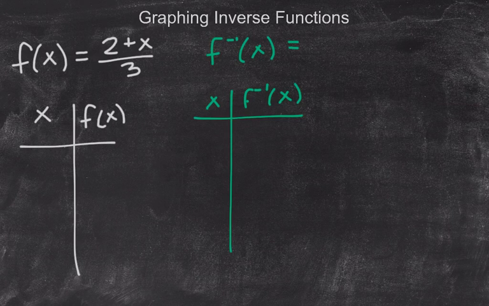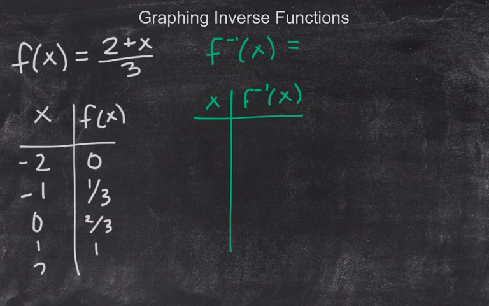So when x equals negative 2, y equals 0. When the input is negative 1, the output is 1/3. When the input is 0, the output is 2/3. And when the input is 1, the output is 1. When the input is 2, the output is 4/3.